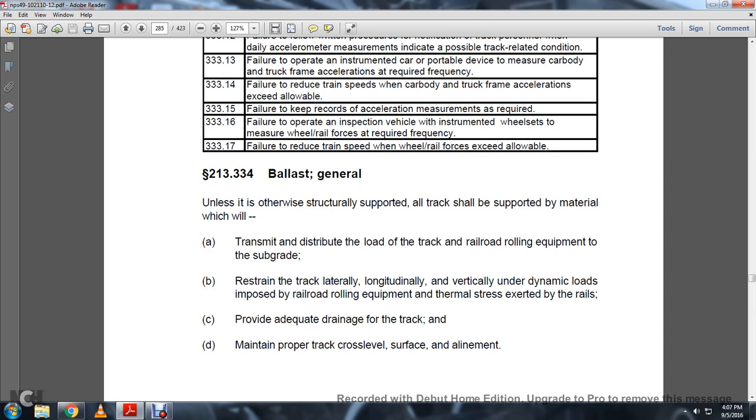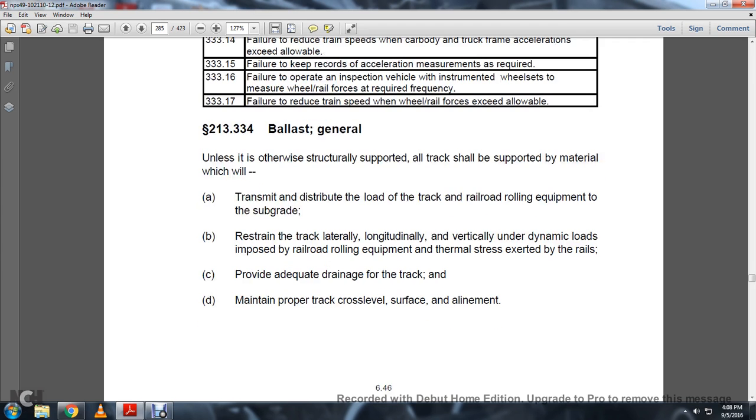213.334. Unless otherwise structurally supported, all track shall be supported on a material which: A, transmits the distributed load of the track and railroad rolling equipment to the subgrade; B, restrains the track laterally, longitudinally, and vertically under the dynamic loads imposed by railroad rolling equipment and thermal stress exerted by the rails; provides adequate drainage for the track; and maintains proper track cross level and surface alignment.